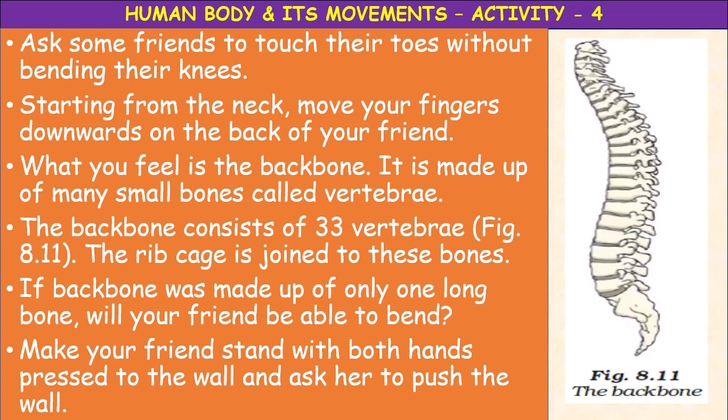Okay, so these small bones together form the backbone. Each one is called a vertebra. How many vertebrae are there? There are 33 vertebrae present. These 33 vertebrae combine together to form the backbone, or vertebral column.